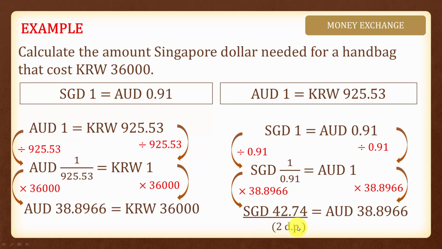What this means is that 36,000 Korean won is 38.8966 Australian dollars. And 38.8966 Australian dollars is 42.74 Singapore dollars. And that's all for this topic.